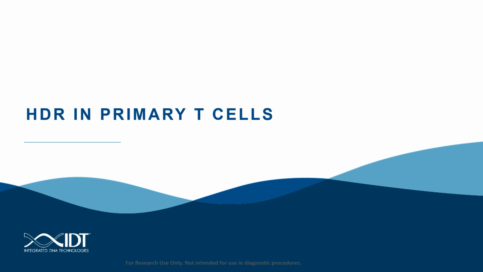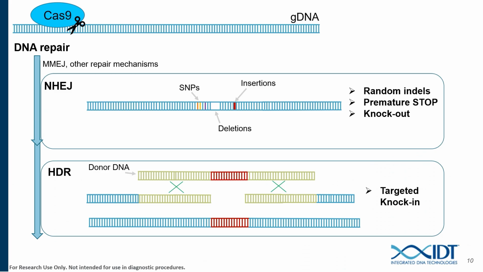Okay, so next I'll talk about how to achieve good rates of HDR in primary T cells. So looking back at this figure, we talked about different repair pathways and how researchers can take advantage of these pathways to get the outcome that we desire. So now I'll turn the discussion more towards HDR, where an exogenous donor template is provided that the cellular repair machinery can use to integrate at the double-strand break site and then can bring a desired insert along with it.